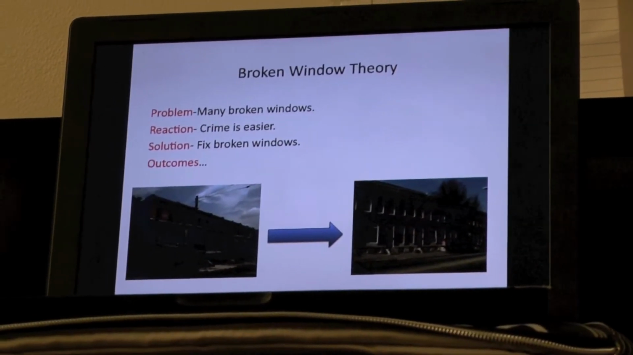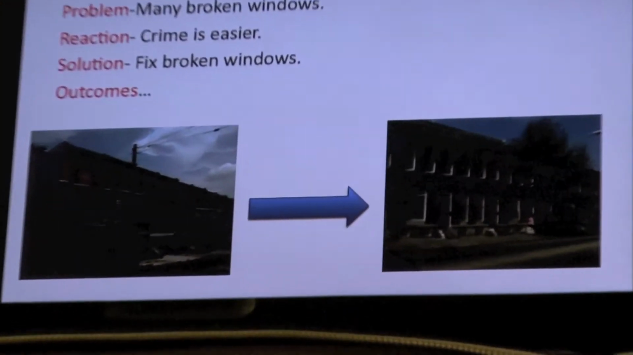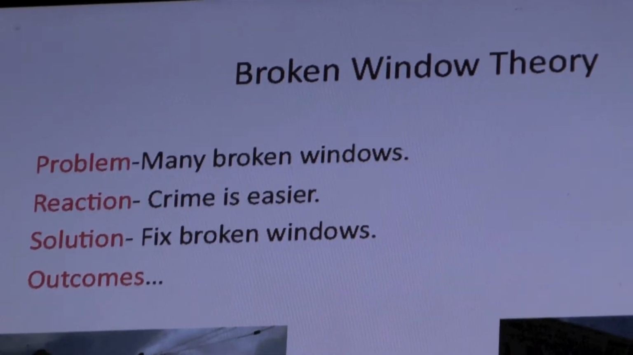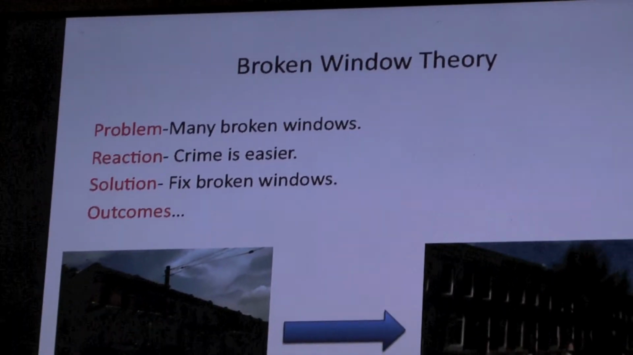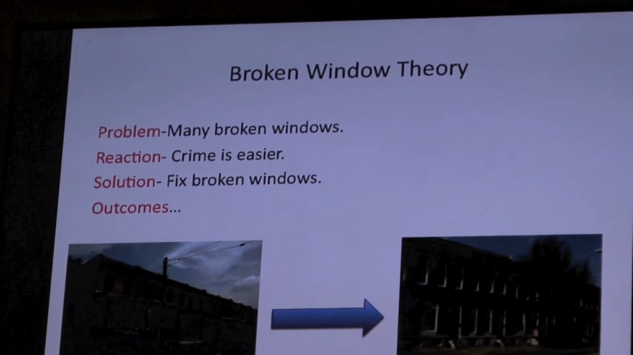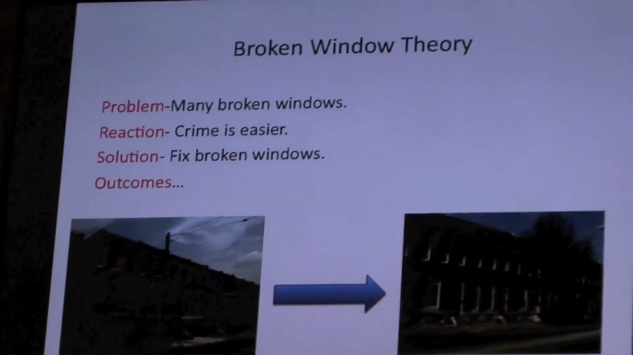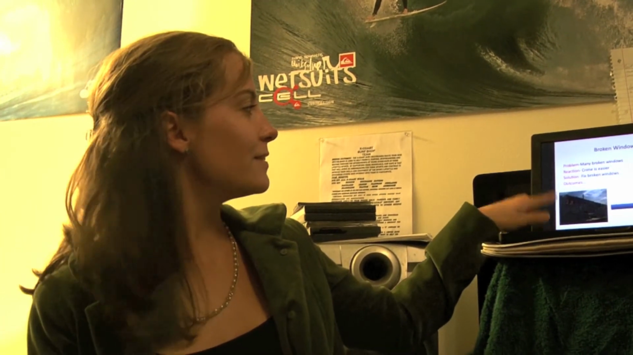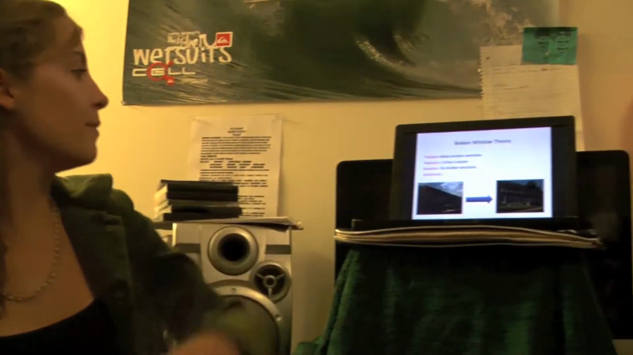And then the row houses take us to the broken window theory. That is another example of a tipping point. The problem is many broken windows in a neighborhood. The reaction is that crime is easier and the neighborhood doesn't seem as nice. The solution would be to fix the broken windows, and as you can see, the outcome, when these broken windows were fixed, the row homes became a lot nicer.